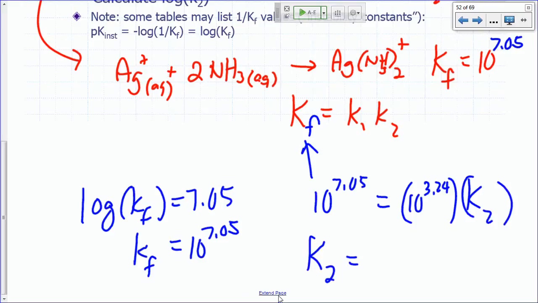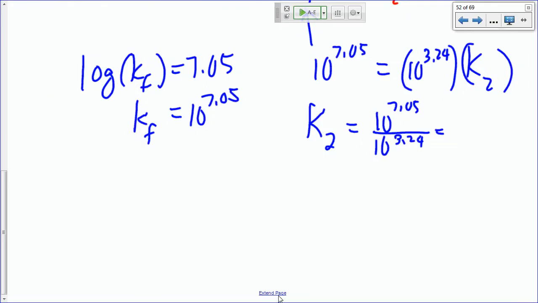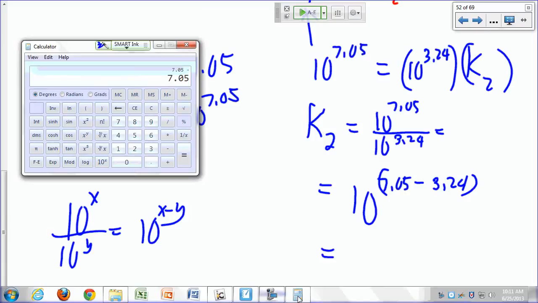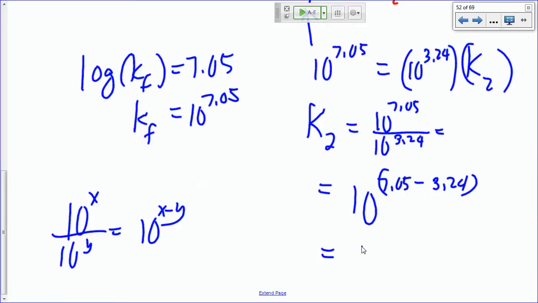K2 would be equal to what? 10 to the 7.05 divided by 10 to the 3.24. So that's equal to 10 to the 7.05 minus 3.24. Remember, 10 to the x over 10 to the y is the same thing as 10 to the x minus y, right? So that gives us 7.05 minus 3.24, 3.81.